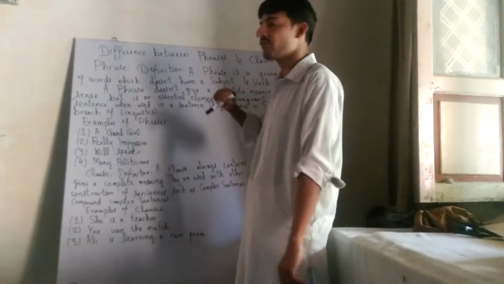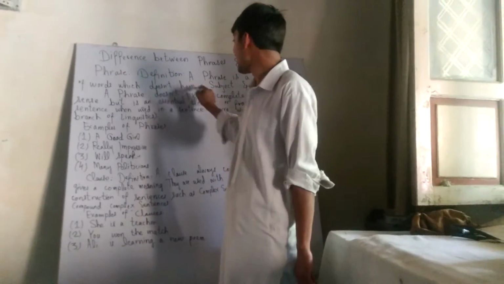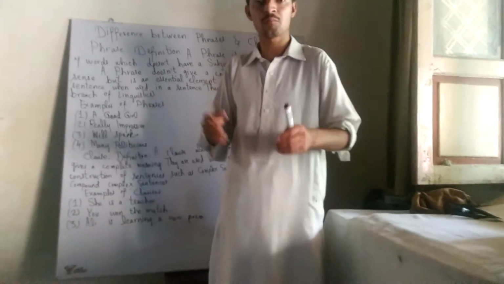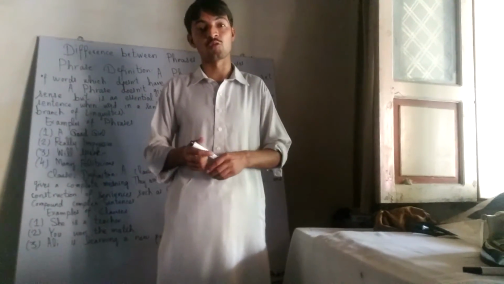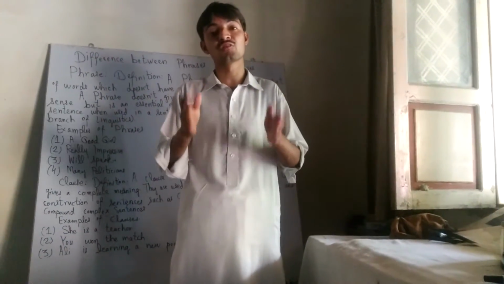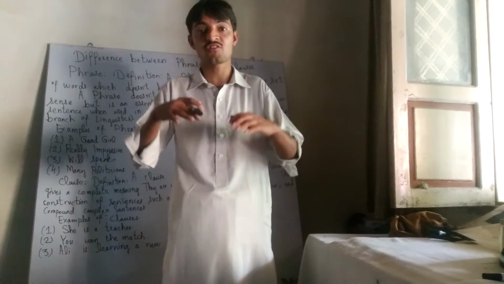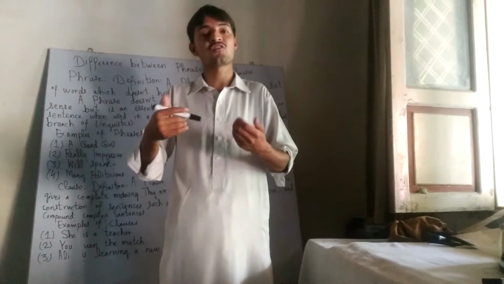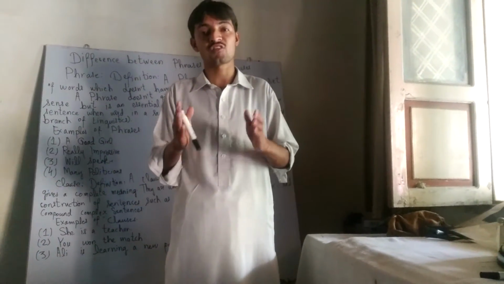We have a definition of phrase. The first definition says that a phrase is a group or set of words which doesn't have a subject and verb. It means that the subject and verb are most of the time missing in case of phrases. Phrases don't contain a subject and verb, although they may contain a subject in some cases, right? But most of the time they don't have a subject and verb.